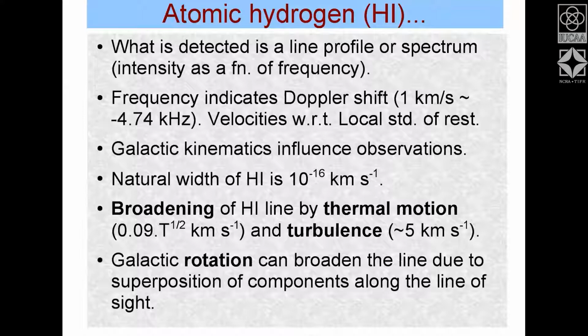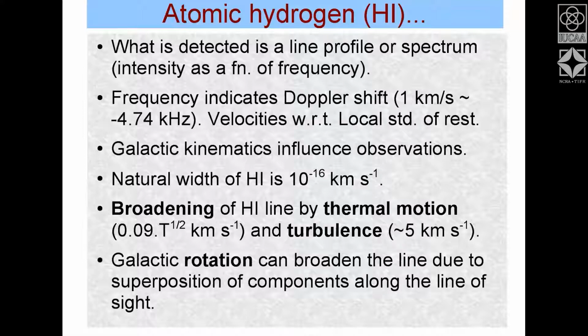Galactic kinematics influence the observations. The natural width, by the way, is very small. It comes from quantum mechanics and is about 10 to the minus 16 kilometer per second. This is so small that you are not going to measure it at all.